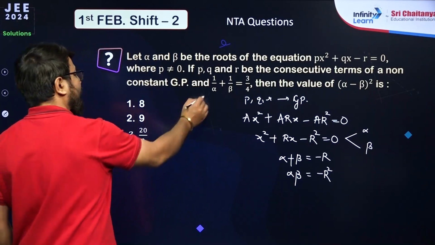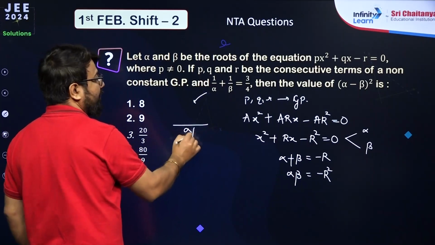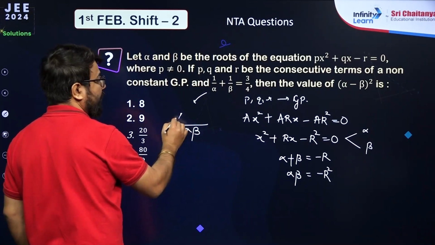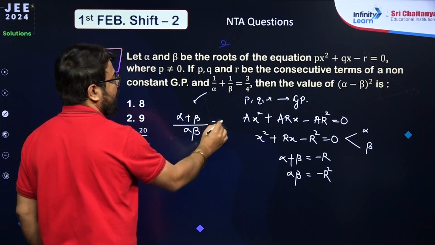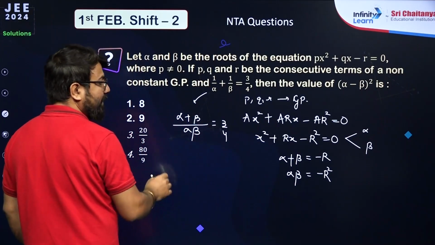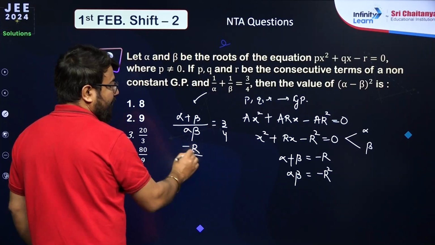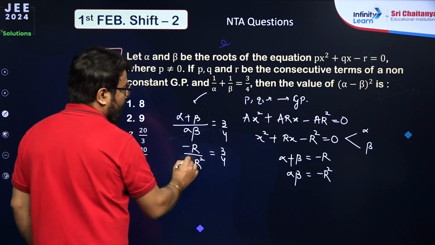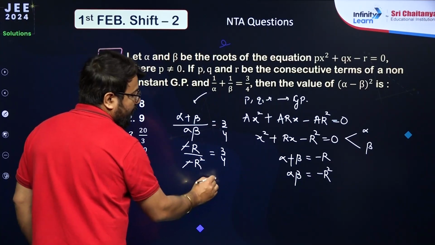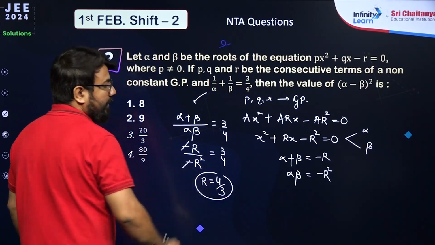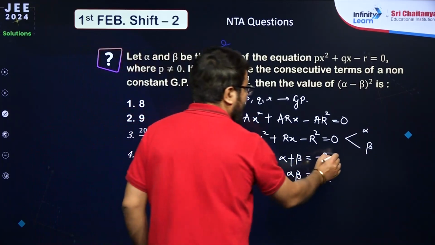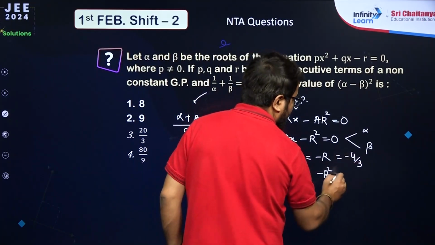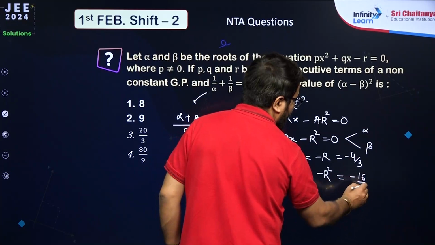Now my dear students, if I try to simplify this, then alpha beta will be the LCM. It will be beta plus alpha. That means it will become alpha plus beta, and this is 3 by 4. Alpha plus beta value is actually minus r. Alpha into beta value is minus r square. So we got the value of r as 4 upon 3. Alright. Now if r is 4 by 3, so I am writing here minus 4 by 3, and I am writing here as 16 over 9.